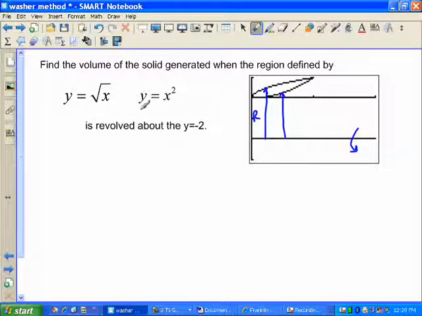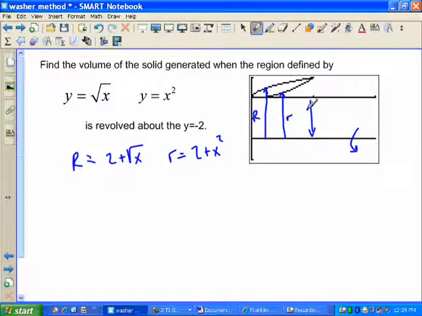So the question is, how far is it? What is my big radius? My big radius is this distance plus that distance. So it ends up that my big radius, capital R, is 2 plus the square root of x. My little radius is 2 plus x squared. Once again, it's x squared from here to there, plus this distance in between is 2. That used to be little r, so it works out to be that.